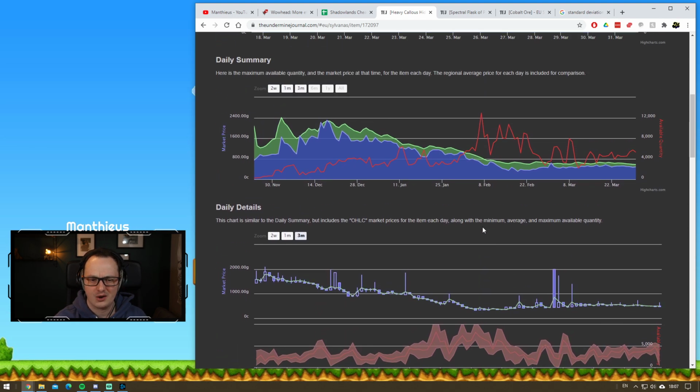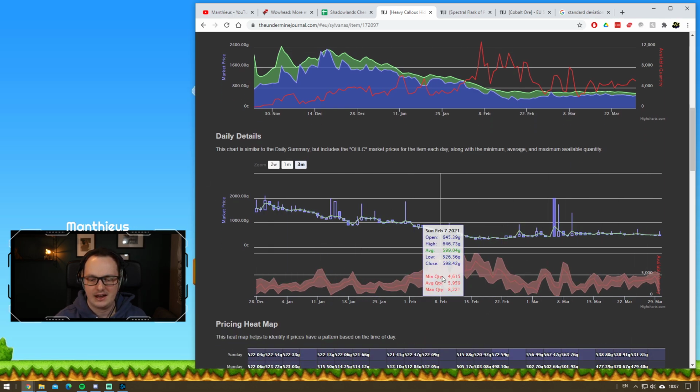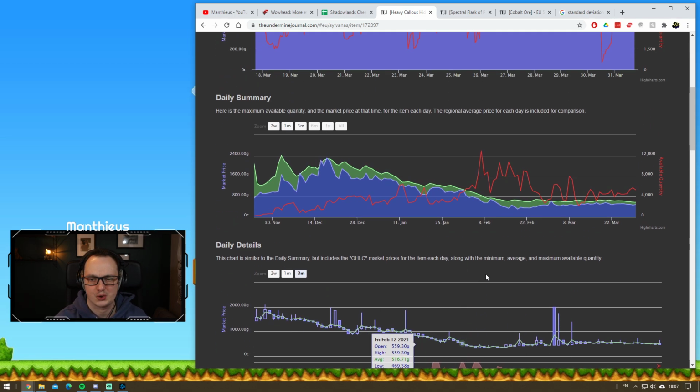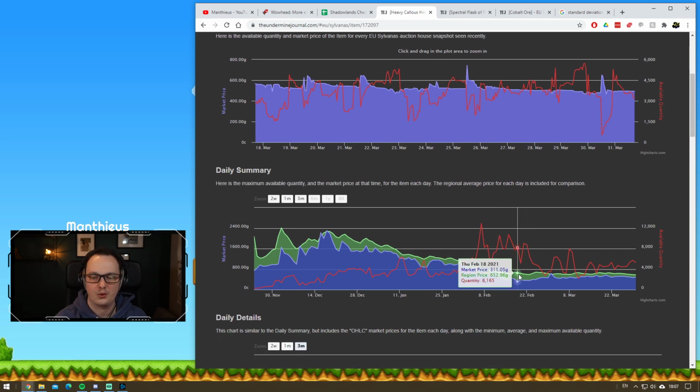Other ones you might want to look at, I don't really use this one all that much. This is basically telling you the difference between the highest price and the lowest price of certain items on any given day. There's not a huge amount you can do with this one. It's not super useful.